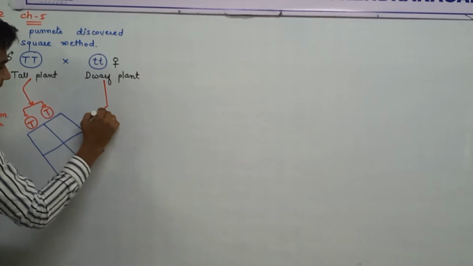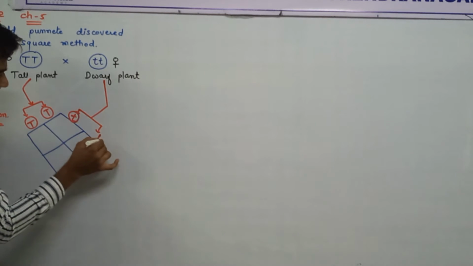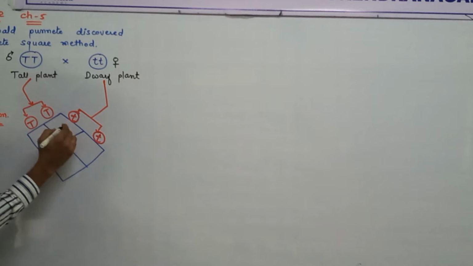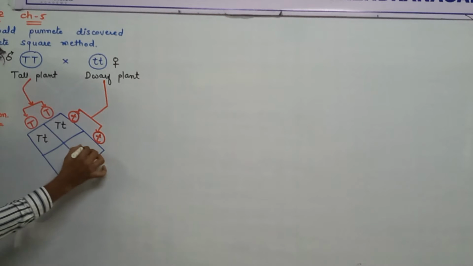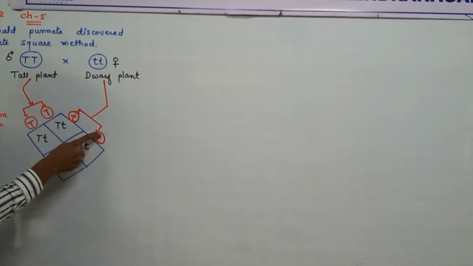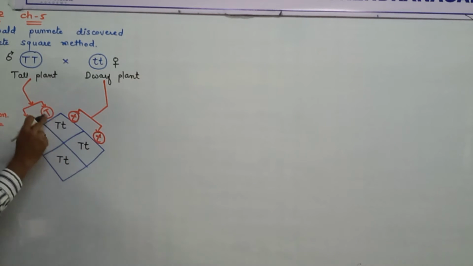So here I can write small t. So here in the square the alphabets are matched together. So here capital T small t is there, here capital T small t is there, here capital T small t. How? See, this line is with this small t and this line is with capital T, and here capital T small t, and here capital T small t.